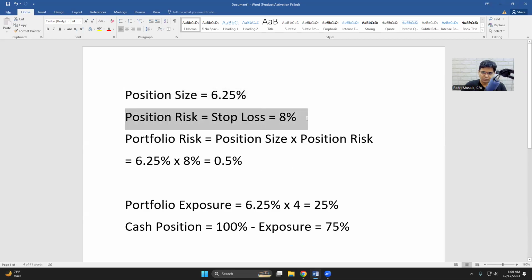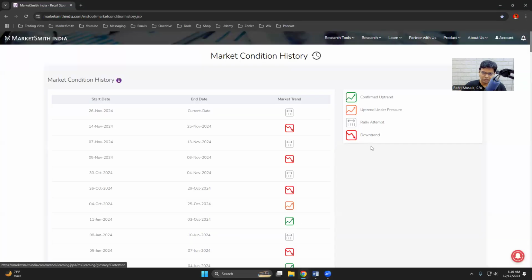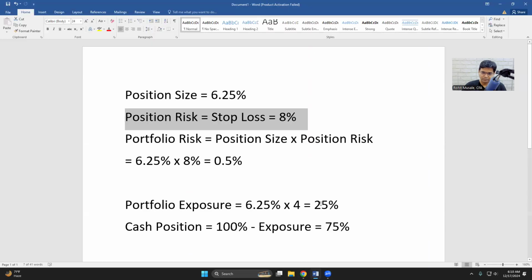Your position risk, your stop loss should also be kept in control. If you are getting a tight base, there is no need to put an 8% stop loss if you don't have experience. Okay. Go with a tight stop loss and a small position size because the market is trying to attempt a rally and the rally could fail. Okay. In both of these situations, your exposure should be less than your cash position. So let's say your exposure is 40%, then obviously your cash position is 60%. That's okay. That is allowed.